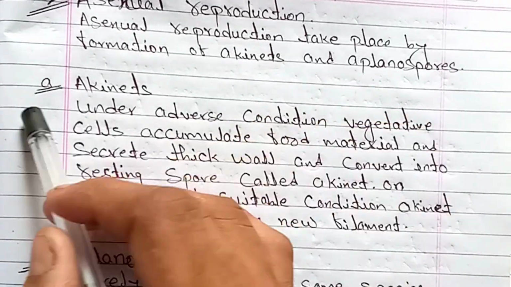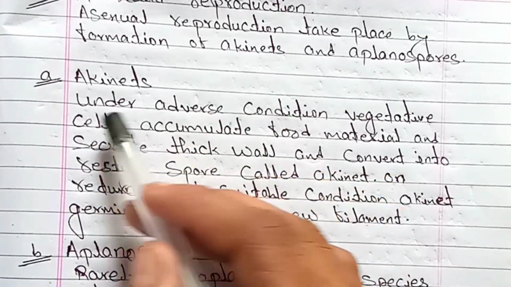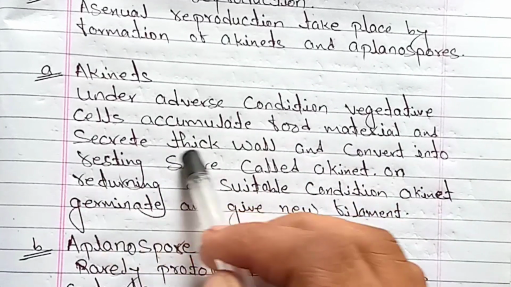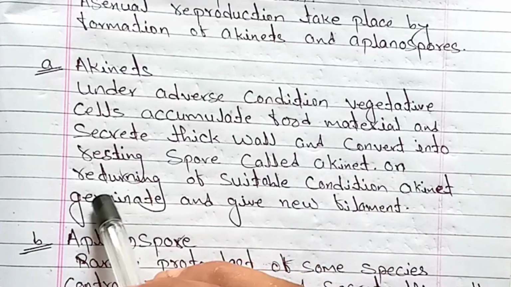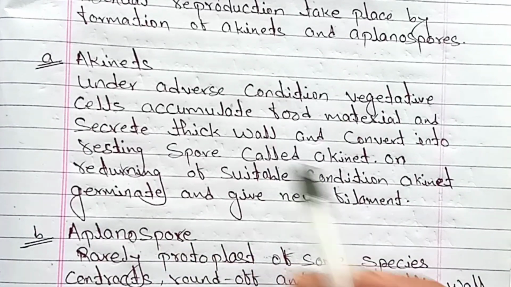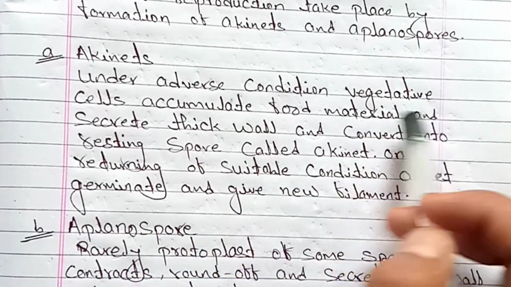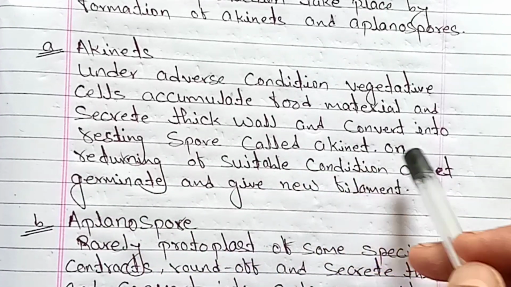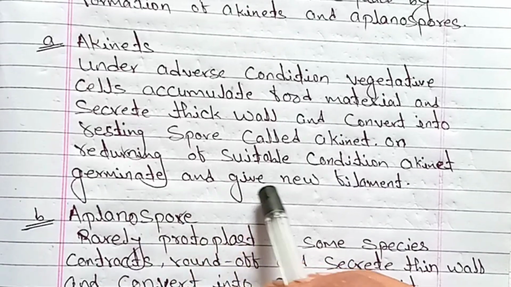Akinete. Point number A. Under adverse condition, vegetative cells accumulate food material and secrete thick wall and convert into resting spore called akinete. On returning of suitable condition, akinete germinates and gives new filament.